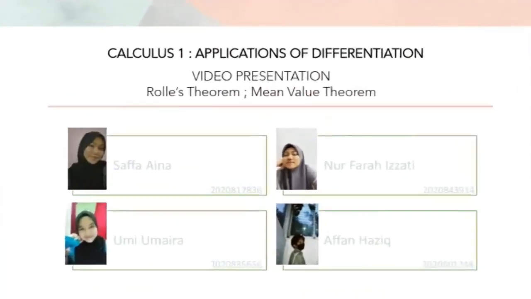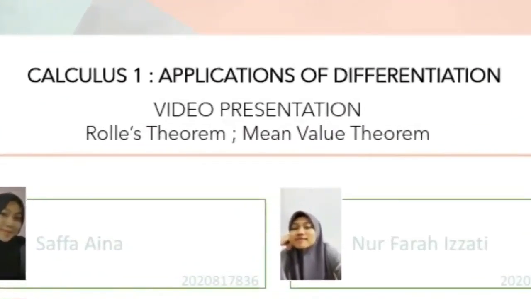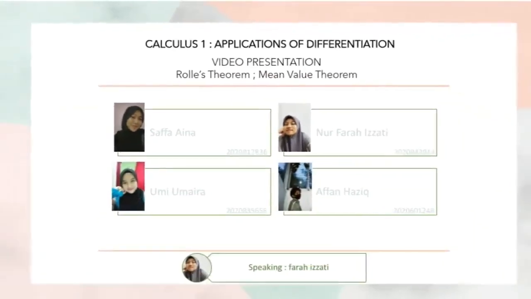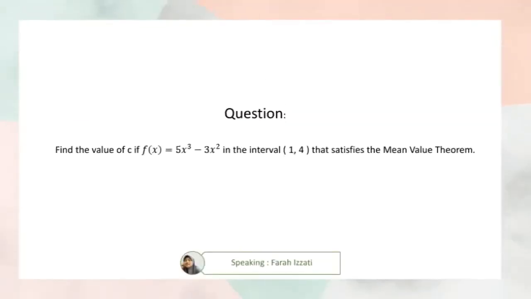We chose the topic application of differentiation. The subtopic is Rolle's theorem and the mean value theorem. The question that we chose is: find the value of c if f(x) equals 5x to the power of 3 minus 3x to the power of 2 in the interval 1 to 4 that satisfies the mean value theorem.